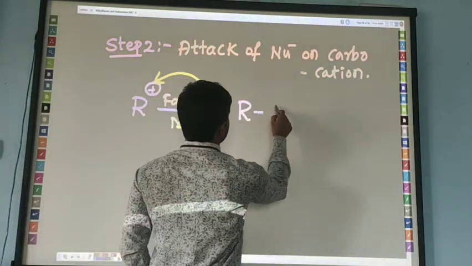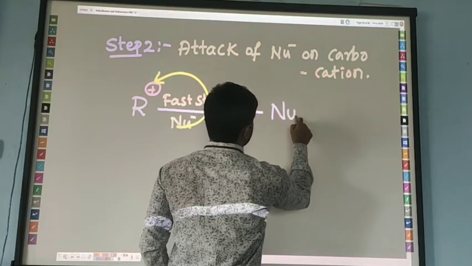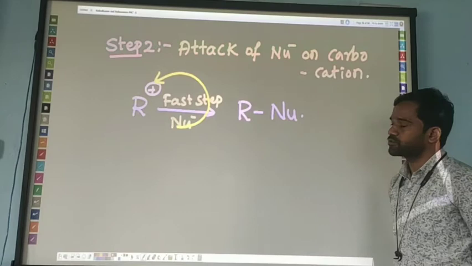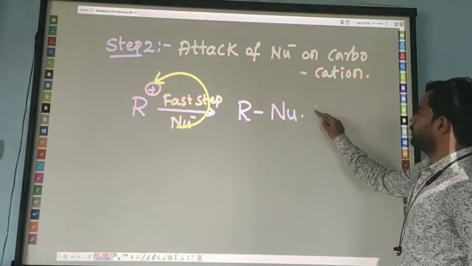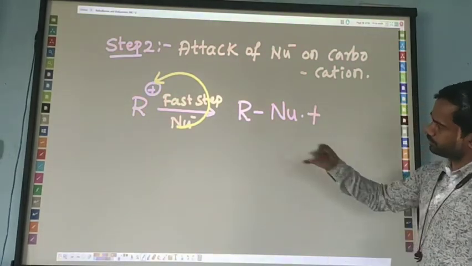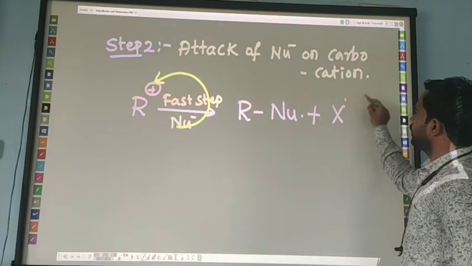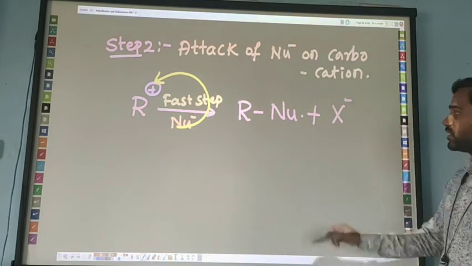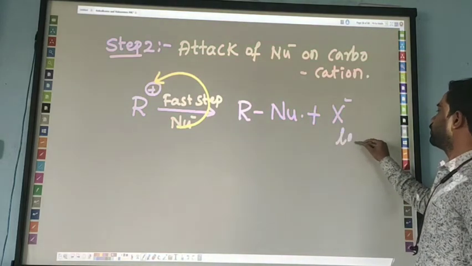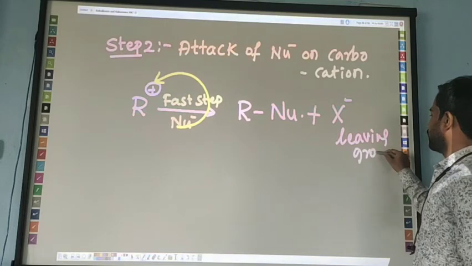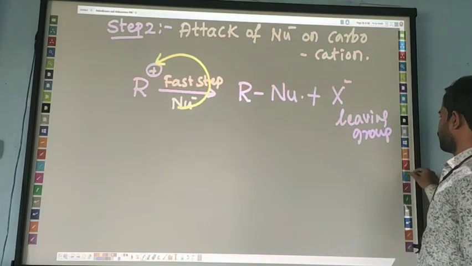Here we are going to generate the nucleophile-substituted alkyl compound, and with that, the halide group is released, which is considered the leaving group. Here is the leaving group for the reaction.